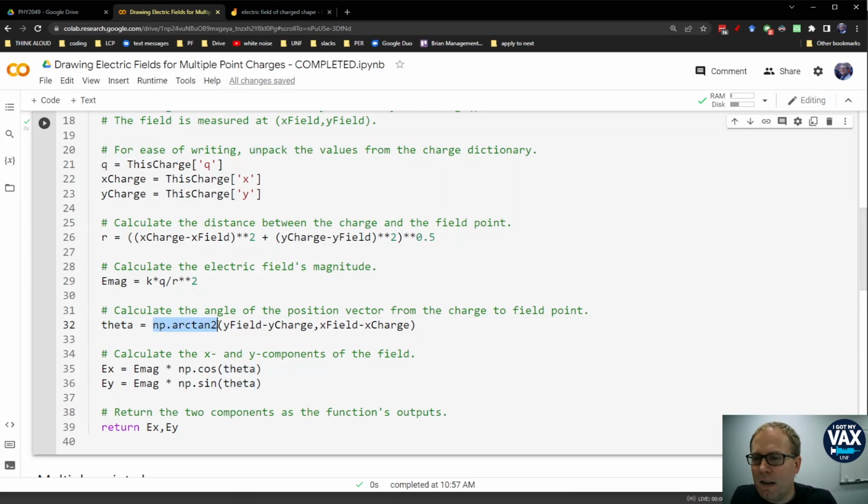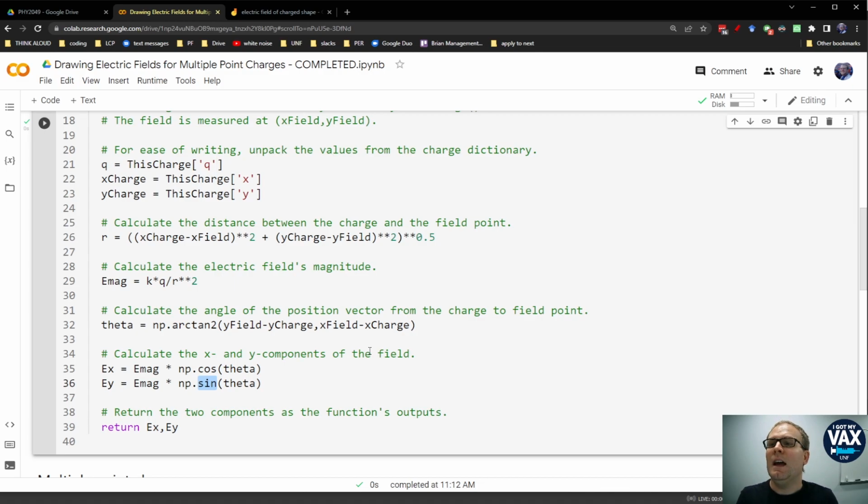And for that, we're going to use the arctan2 function. The arctan function works fine except when you get to 90 degrees where the tangent goes off to infinity. This thing handles the infinity a lot better. And so we just take the y and the x as our two arguments there. And then what we do, we're going to get the components of the electric field. That's just going to be E magnitude cos theta, E magnitude sine theta.